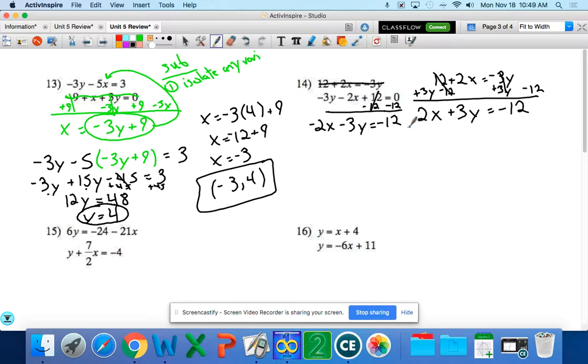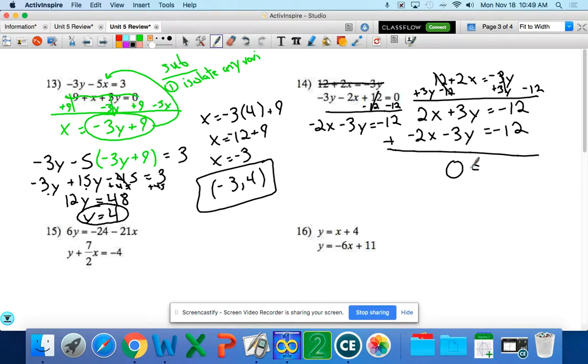And now I'm ready to line these two up. So I'm going to take this equation and transpose it over to here. I get negative 2x minus 3y equals negative 12. I'm going to add these together. When I add them together, my x's cancel out and my y's cancel out, leaving 0.